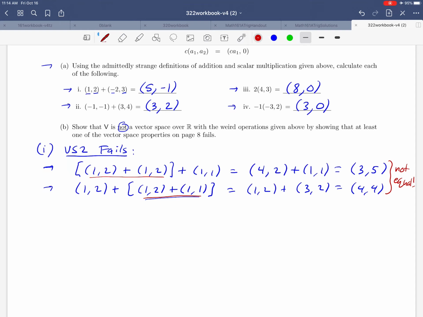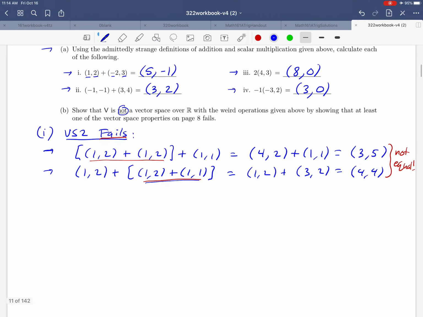Okay, so we have just demonstrated that VS2 fails. If VS2 were true, those would have to be the same vector that we get. Okay, interestingly, that's not the only property that fails. Let's look at another one that fails.